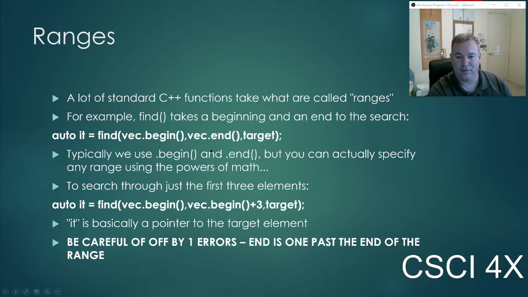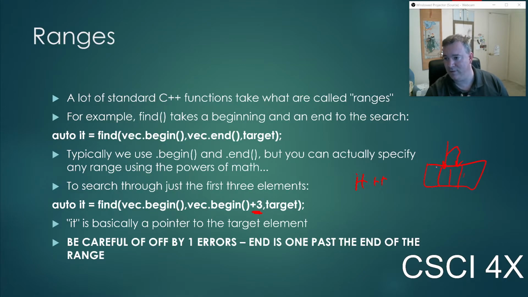Okay, so beginning and end will give you the whole data structure, but what if you just wanted to search through the first three elements? Math works with iterators. So you can add to an iterator. An iterator can also do this. You can do iterator plus plus, and that will move, like if you have a vector and the iterator is pointing at this guy, and you say iterator plus plus, then it will now point at that guy.